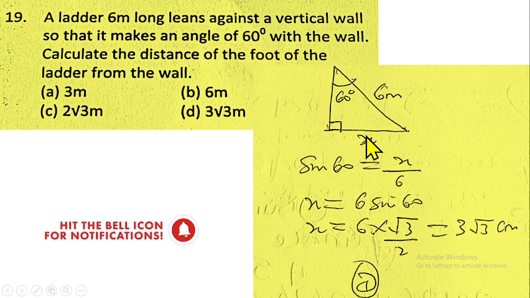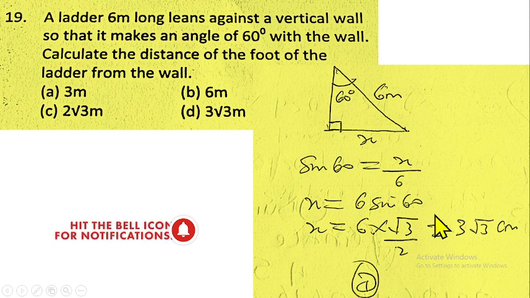So we cannot use Pythagoras theorem because we only have one side given. But we can use the trigonometric ratio. What is the relation between this side and this angle? That is opposite over hypotenuse. That is sine 60 equals x over 6. So from there you can cross multiply, and you have x to be 6 sine 60.